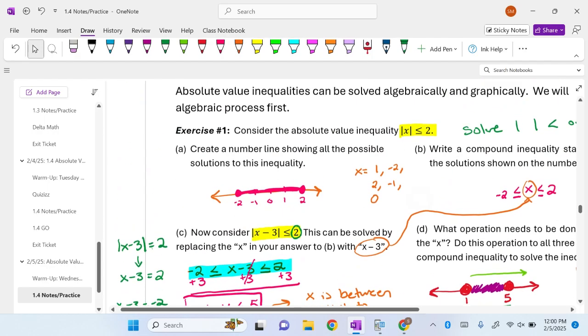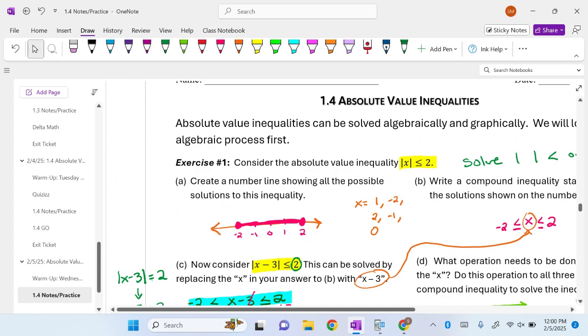So now, from example 1, what type of statement do you think that graph would represent? So look at the shading. If I picked 1 as an x value, is that in both inequalities or just one of them?